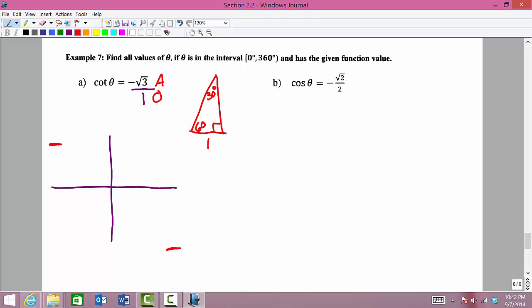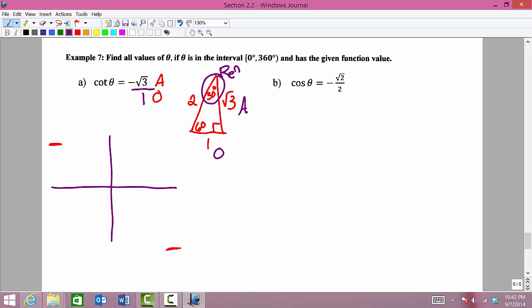So if I was to pull up my special triangle, 30, 60, 90, and label all of my sides, negative square root of 3, let's just work with square root of 3, has to be the adjacent side, and 1 has to be the opposite side. What angle are we looking for from that perspective where 1 is the opposite side? Well, that would have to be 30 degrees.